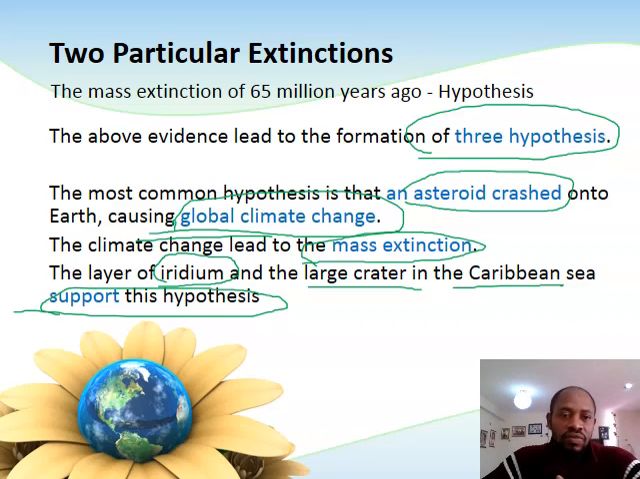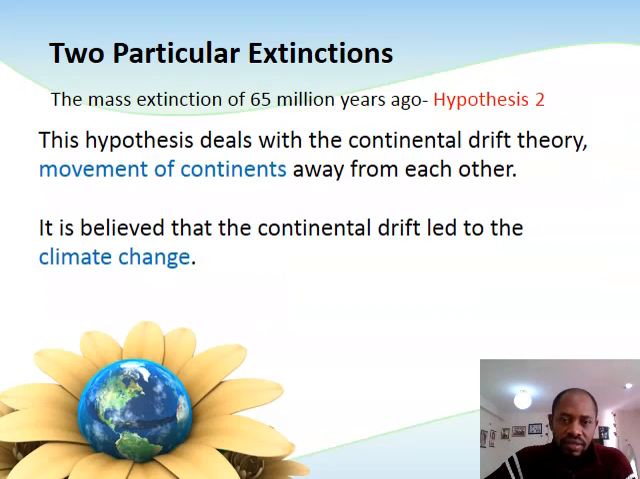The second hypothesis that was derived from the work of the scientists is that of continental drift, where we have the continental plates moving away from each other. And like I told you, when they move, say for instance, from the equator to the southern hemisphere, it means the organisms that were living at the equator are now being transported to the southern hemisphere where there's not much sunlight and it's freezing.